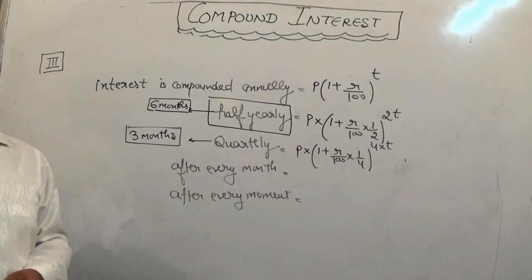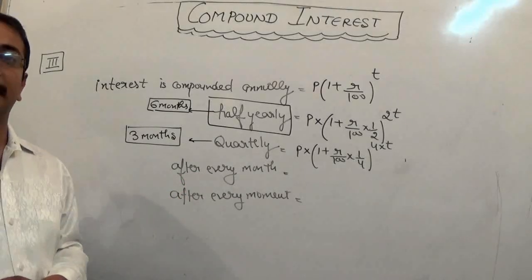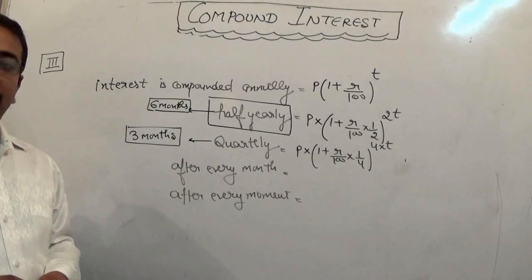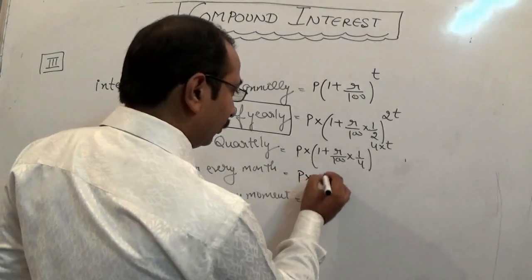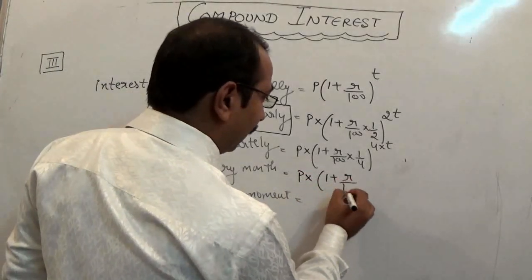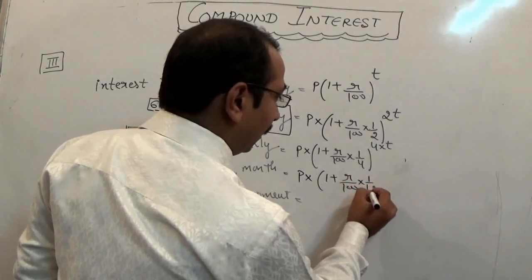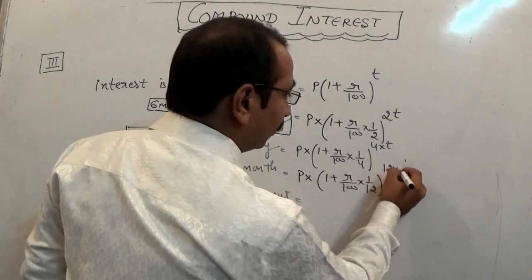If I say after every month, in the case of every month, I will get interest for 12 times in a year. I make it as P into (1 plus R by 100 into 1 by 12), and power should be 12 into t.